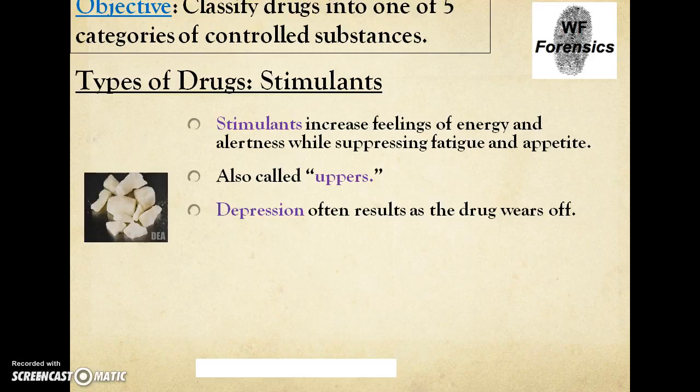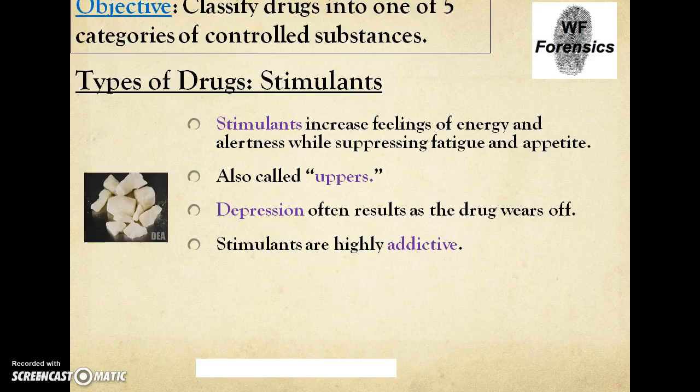Now we're going to talk about stimulants. Well, we talked about how depressants were downers. Now we're going to look at stimulants, which would be called uppers. The reason they're called uppers is because it actually increases your heart rate. Okay? It increases your energy, your heart rate, makes you more alert. But at the same time, it's also going to be decreasing your appetite.